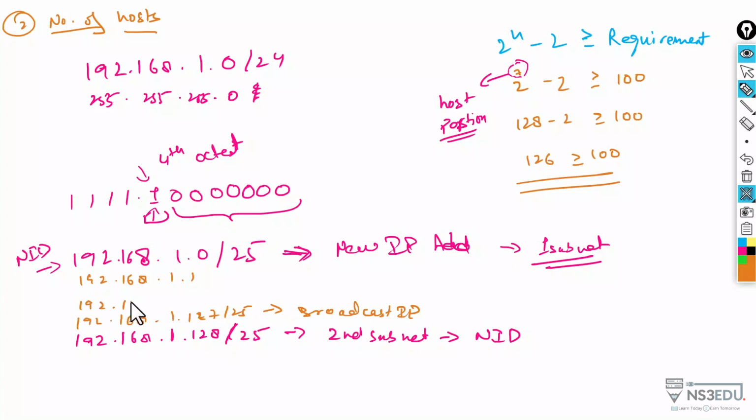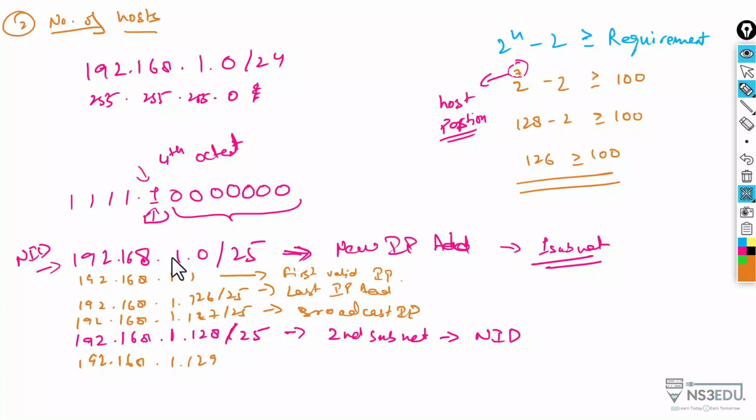Just before that is 192.168.1.126/25, and that is the last IP address. This is the first valid IP. Right? Okay, that's great. We are going good. Now I will write 192.168.1.129 and on and on.